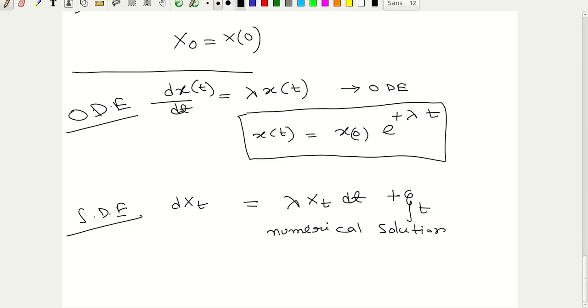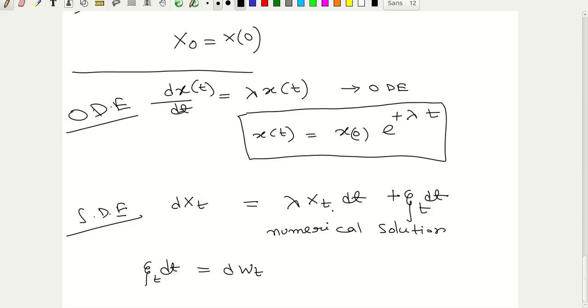Now here xi t is basically white noise. We can write xi t into dt as dW t. So this is basically called the Wiener process. And what is the Wiener process? I will describe it in a while, but before that, let me talk about this thing.